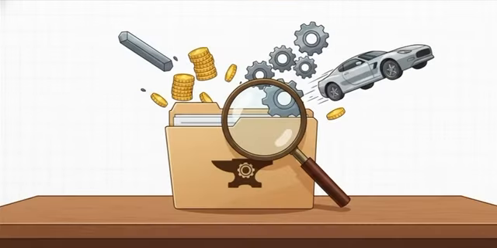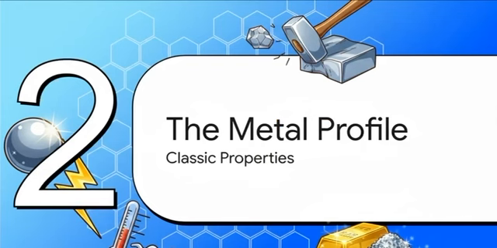Our first suspect is a big one. It's a whole family of elements we see literally every single day, from the coins in your pocket to the car you drive. So let's get into it and build the profile for metals. So what is it that makes a metal, well, a metal? We're going to ask a few simple questions that'll help us uncover its true identity.